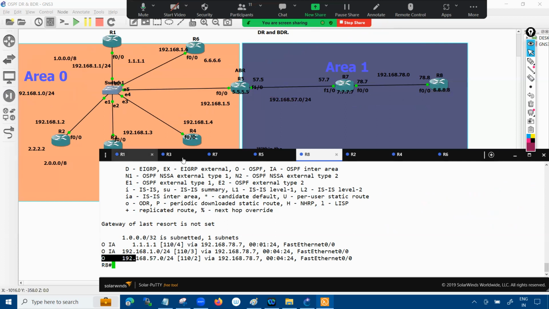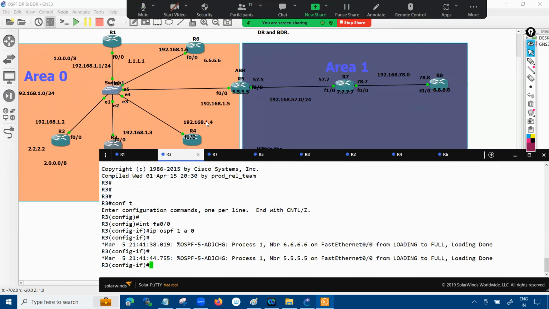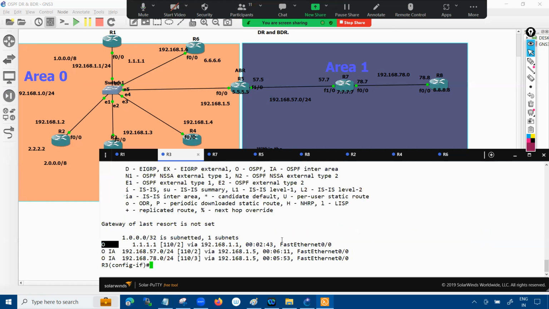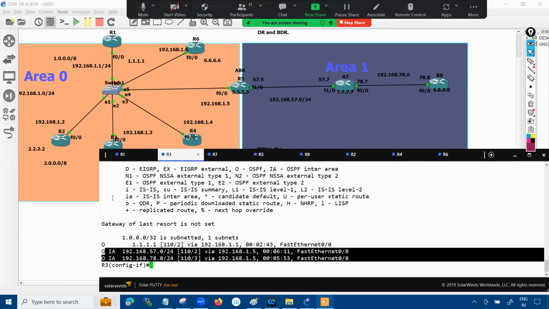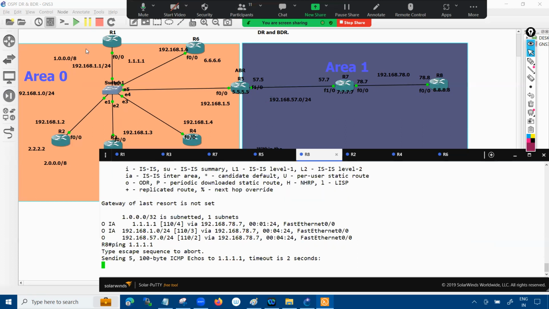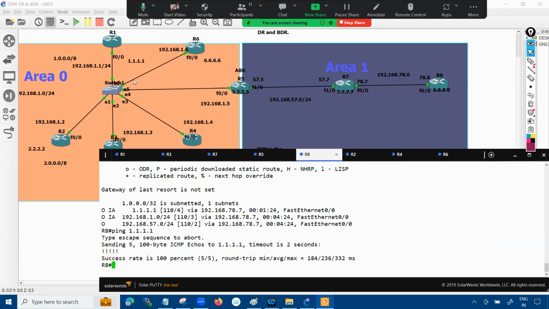So on router 3, if you check the routing table, what happened? The 57 and 78.0, these two networks will become OIA routes on router 3, right? But the 1.1.1 will be considered an O route on router 3, and these networks are considered OIA routes. All good. So that's how it works. If I send traffic from router 8 to this loopback, I can send it. I don't have any issue because we have area 0. So if you have area 0, you have inter-area communication.